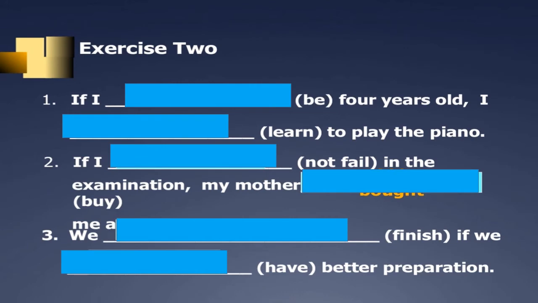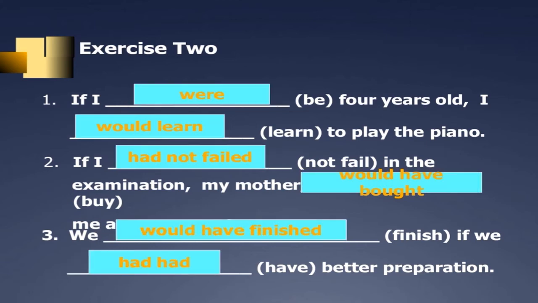Okay students, now just pause the lecture here and try to fill in exercise number 2 by using the second or third condition. In sentence number 1, we are talking about a situation which is unlikely to happen. So here we are going to use the second condition. If I were 4 years old, I would learn to play the piano. It means I'm not 4 years old, I'm older than 4 years. So now I cannot do this thing. So, if I were 4 years old, I would learn to play the piano.